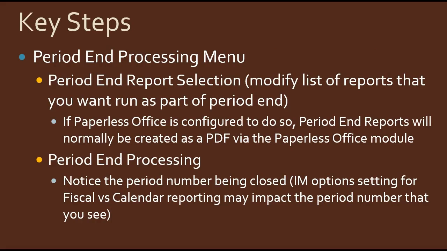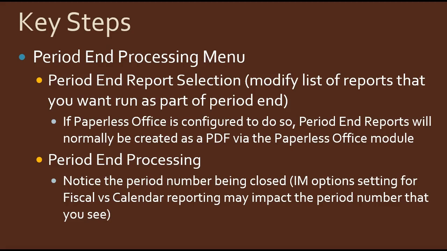So, the key steps in period end processing. From the period end processing menu, access the list of reports in the period end report selection menu. I typically do not print any reports at period end, as I've already run any reports that I need for balancing purposes before I get to that time when I want to close the period end in Sage. If you do choose to print reports as part of your period end processing, be sure the Paperless Office is configured properly and these reports are generated in PDF format automatically and retrievable from the period end report viewer within Paperless Office.